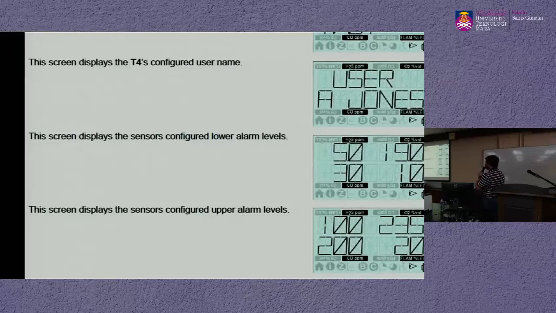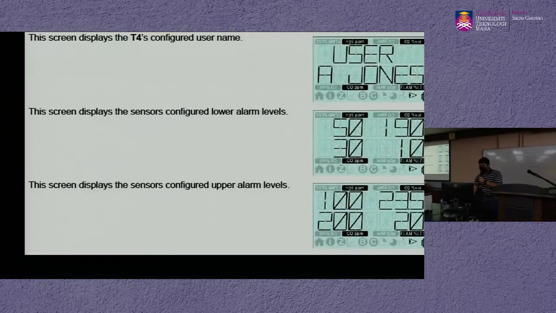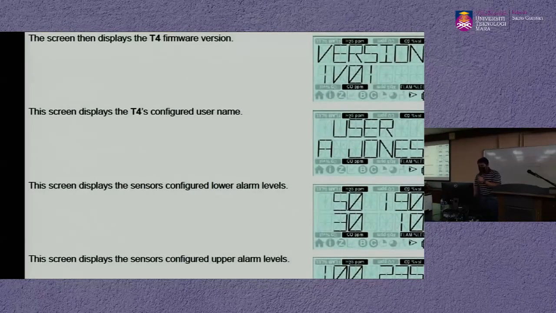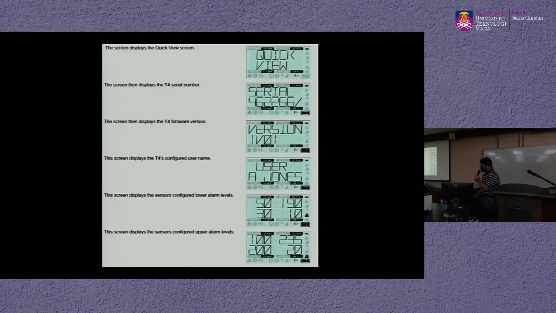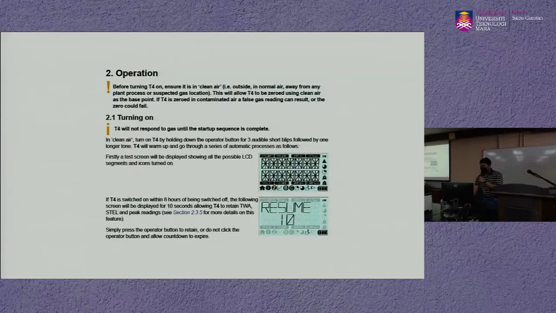And then the type of user, kalau kita dah setkan in terms of who is the user. The screen displays the sensor configured at lower alarm levels. The screen displays the sensor configured at upper alarm levels. Okay, so these are the type of screens yang dia akan display.